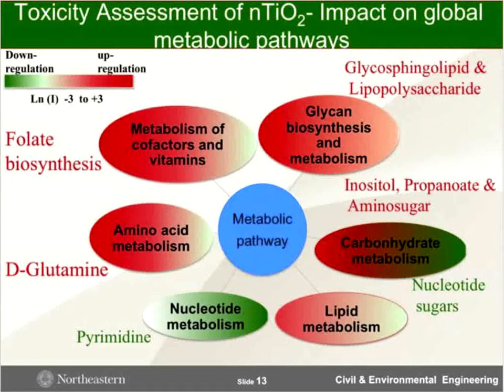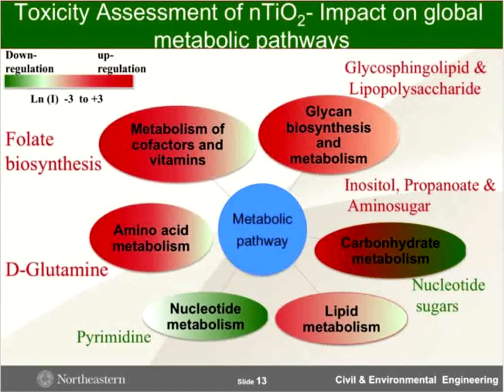This slide summarizes the noticeable observations we have seen globally. Every single box represents a specific metabolic pathway associated with prokaryotic or eukaryotic cells. The color coding means that red indicates most of the genes in that particular metabolic pathway were upregulated, so they show up as red. If it's green, the majority of the genes in that metabolic pathway were downregulated, so they show up green.